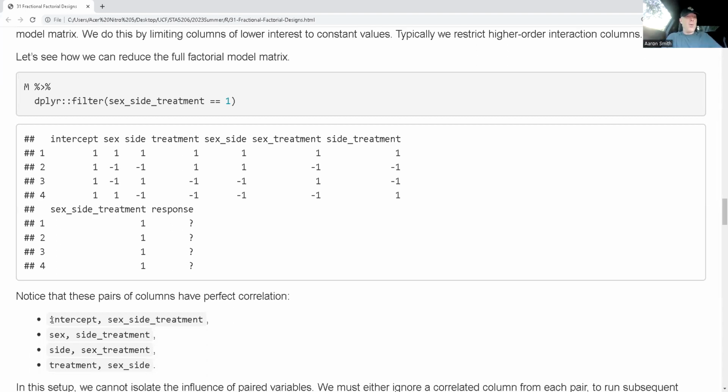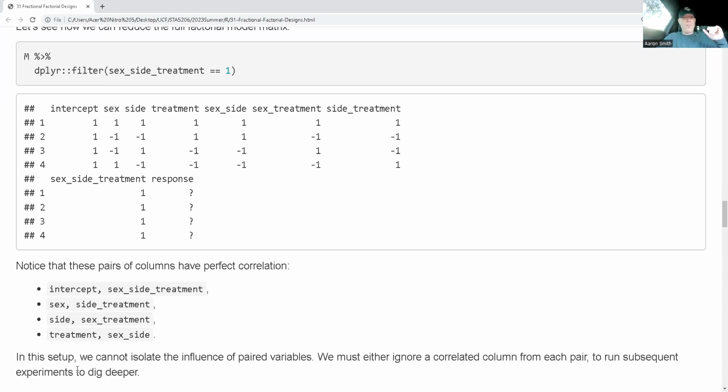And so here, it's impossible for us to tell statistically what's going on for these two. That, from the homomorphism mapping, these have been squished together, and I can't separate these two. I can't separate sex from side treatment using the data. I can't separate the information from side and sex treatment, and so on.